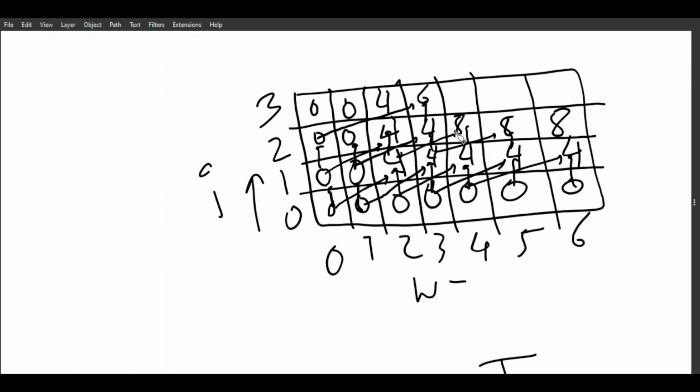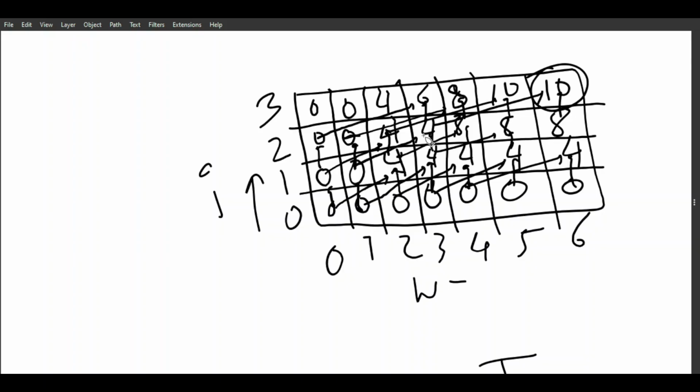Same thing here. Either we take 8 or 6 plus 0, maximum is 8. 8 we write. Then 8 or, 1, 2, 3, 6 plus 4 is 10. 10 and 8, maximum is 10. Then the last value, again very similar. Or this. Take the max, 10 we get. So the optimal solution we are getting is 10.